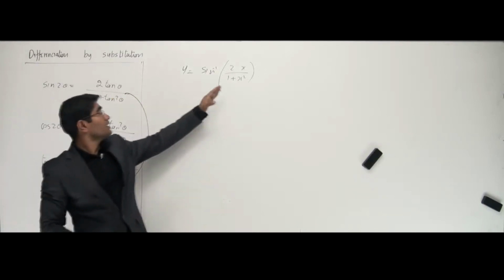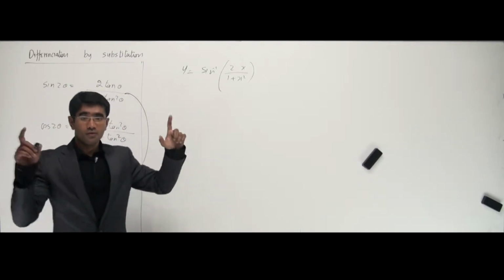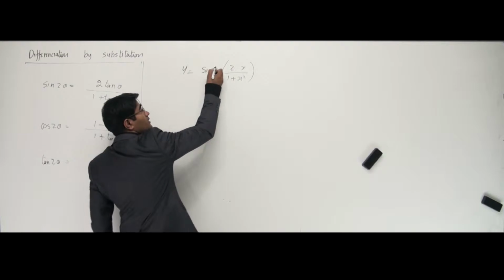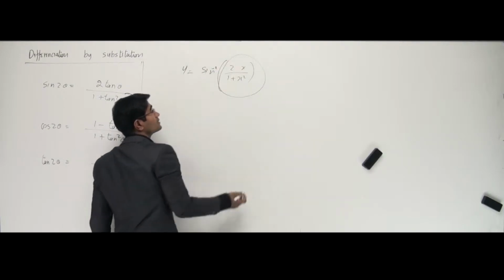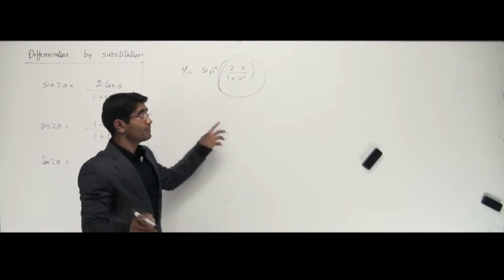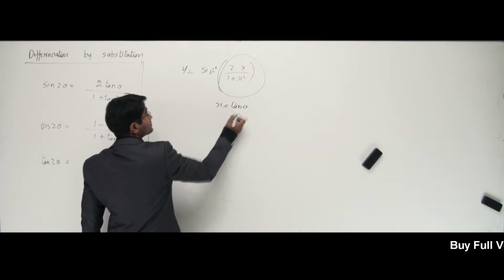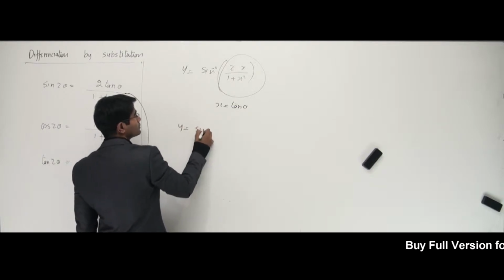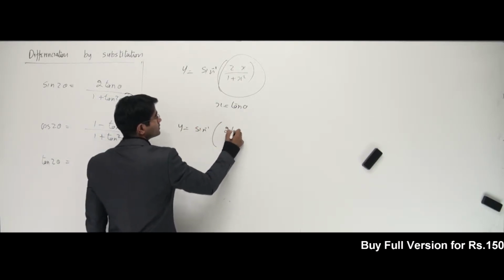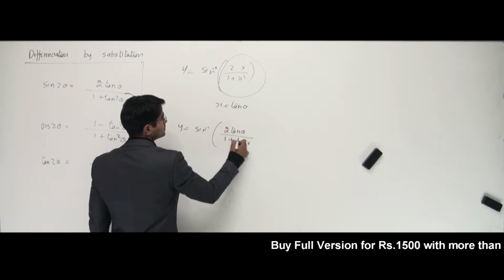So this looks like the first formula, and from that logic, if this is sine inverse, this whole thing has to become sine. How can I make this whole thing sine? By putting x as something. You need to know this formula. That's it. If I take x as tan theta, see what happens. That looks like y is equal to sine inverse of 2 tan theta by 1 plus tan square theta.